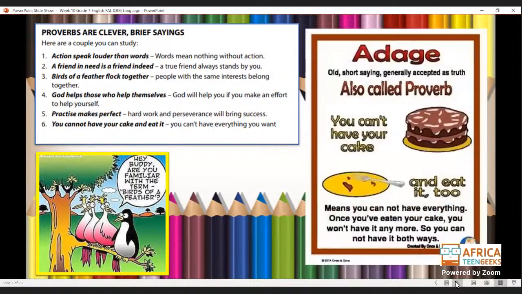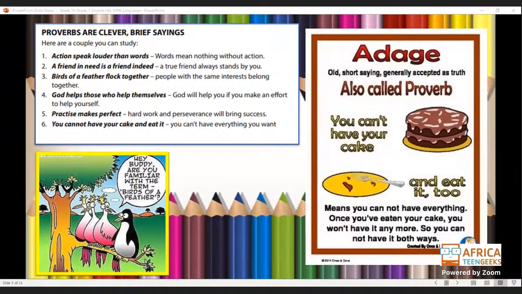Okay. So we also have another word for a proverb, and we call it an adage. It's an old English word, and an adage is a short saying. It's very old. It's been passed on through the times. It's accepted as the truth. So it's like a statement, but it's used since time gone by.